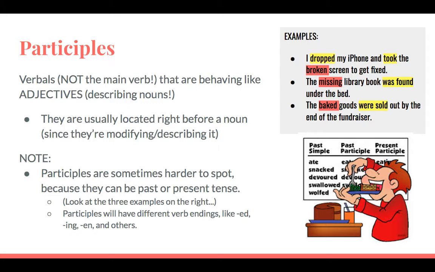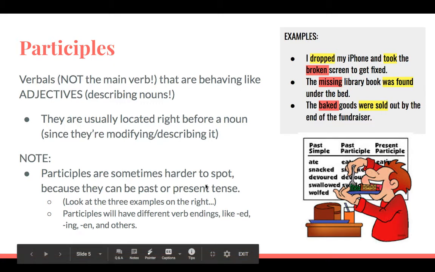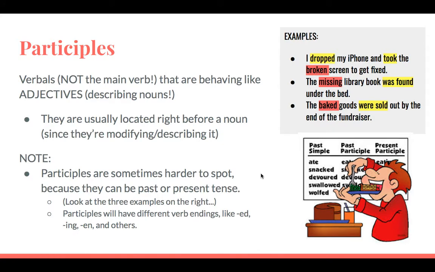So the noun that it's describing is usually going to be before or after it. Most of the time, it is before. That's what it says: they're usually located right before a noun. All right, participles are sometimes harder to spot because they can be in either a past or a present tense.